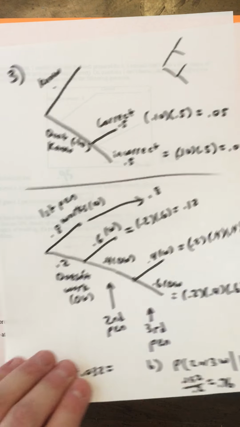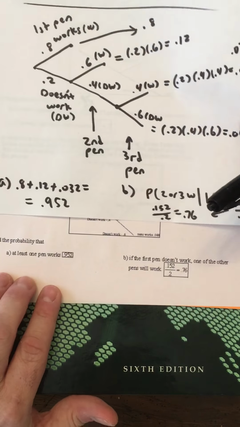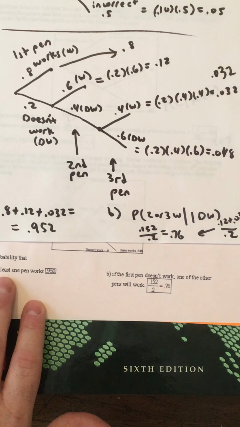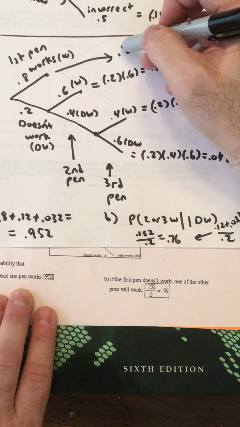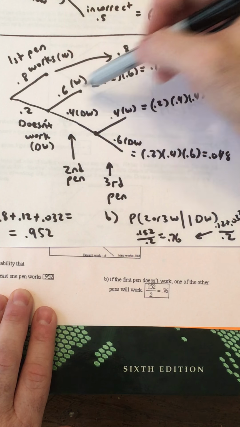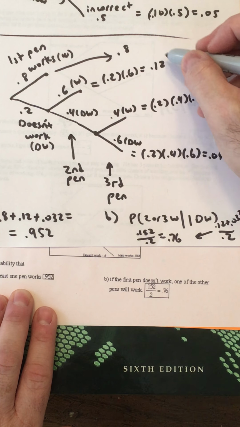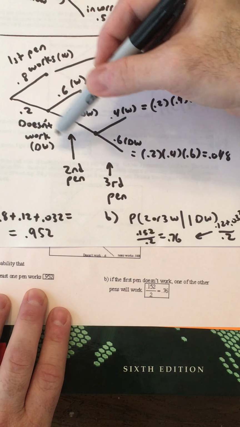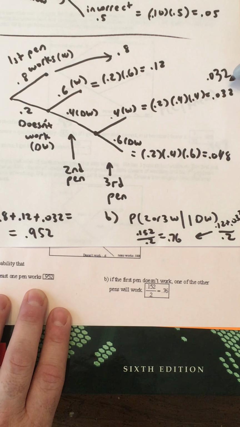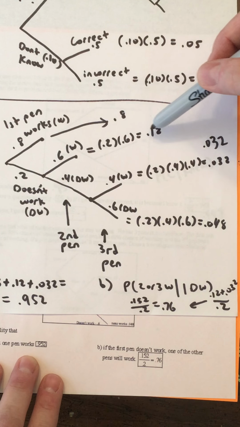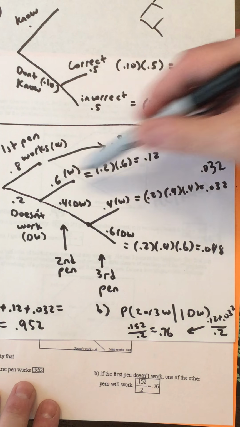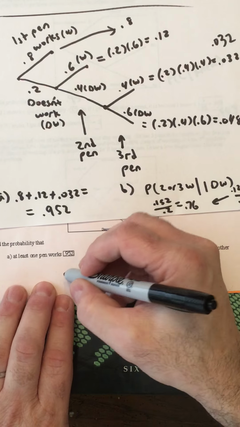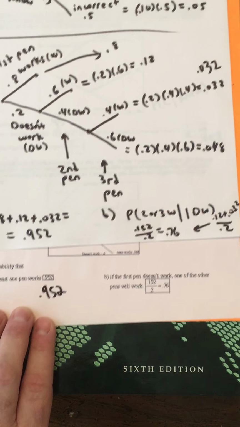Okay, now based on this tree diagram, let's answer the questions that we have here. Find the probability that at least one pen works. So there's an 80% chance that it works here. There's a 12% chance that it works here. And there is a 0.032 probability that it works here. So we would add these together, 0.8, 0.12, 0.032, all the branches where we find a pen that works, and that adds up to 0.952.